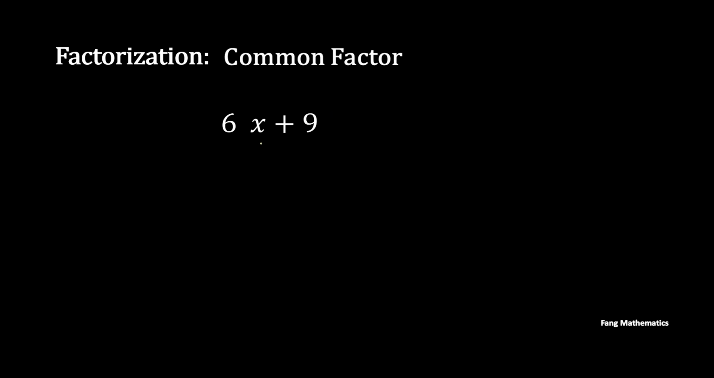If you look at this expression, you have two terms: 6x and 9. We are to look at the numbers in each term, 6 and 9. We are to look for the highest common factor in these two numbers. So let's recall the factors of 6. I believe 1, 2, 3, and 6. 1 times 6 gives you 6, and 2 times 3 gives you 6.